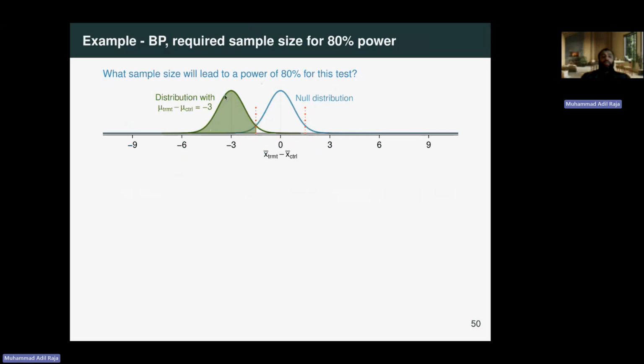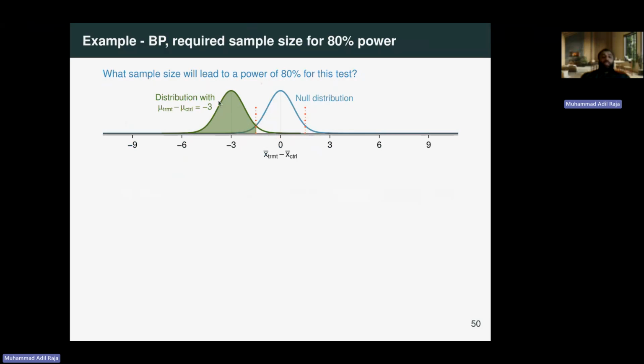So for that, we plot this distribution. And by the way, this red line corresponds to the 2.5% significance level on the left side of the null distribution's tail, this point over here. So these two distributions overlap, right? Any area in the green distribution that is below this point is known as the power of the test. Now the question is how to find the sample size.